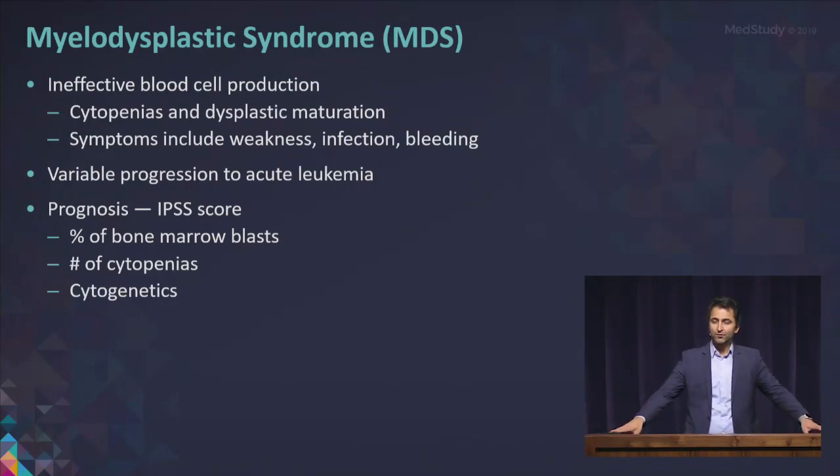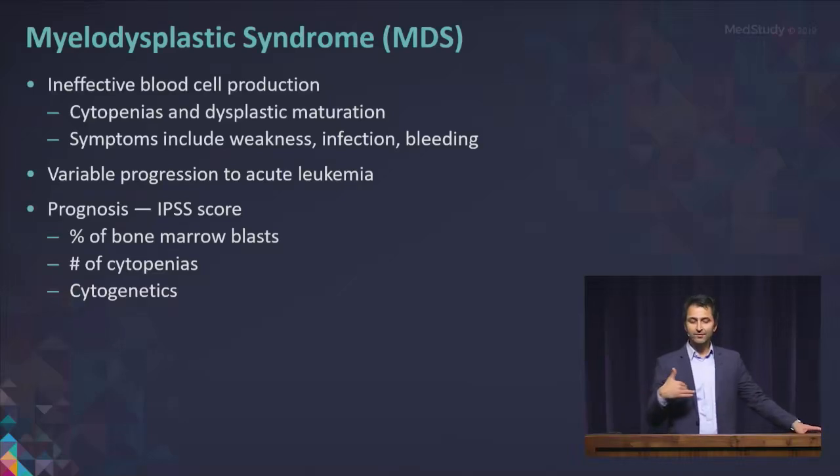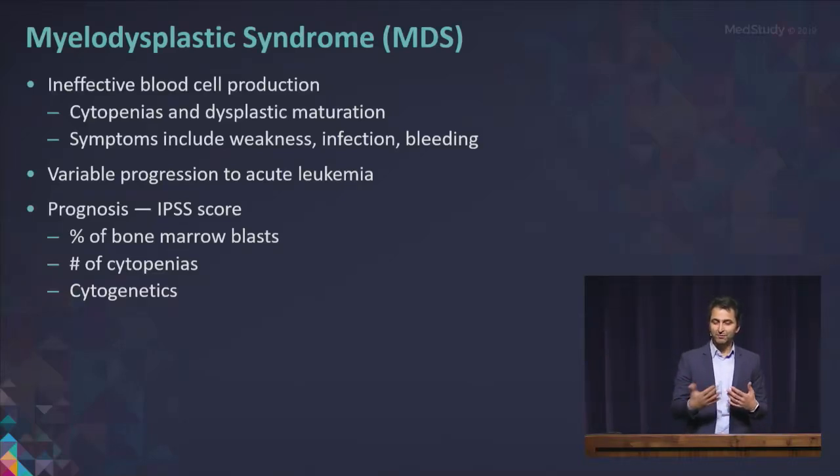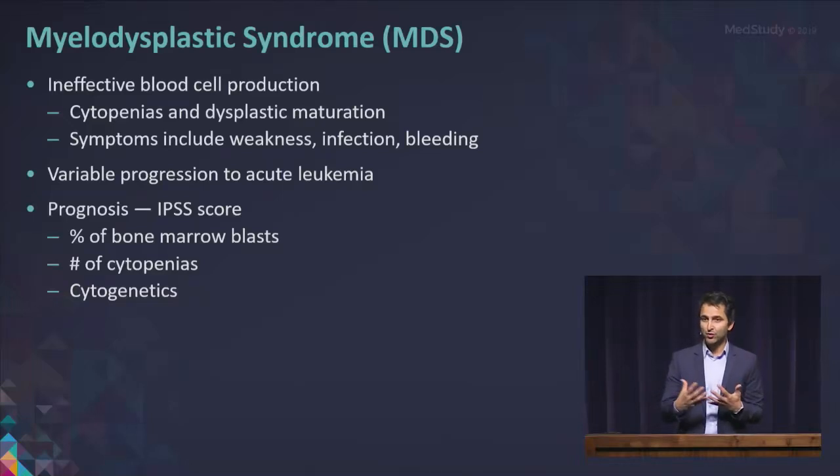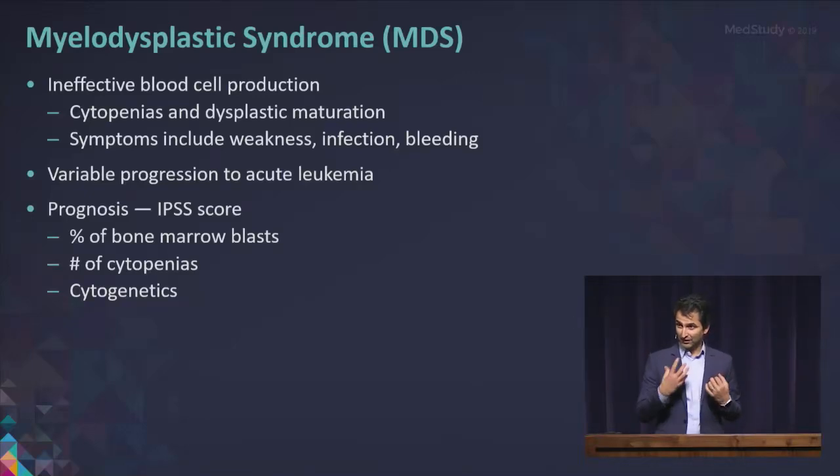Myelodysplastic syndrome. This used to be called pre-leukemia. This is a disorder of the bone marrow with ineffective blood cell production. These patients will often present with pancytopenia, and it's a problem where the cells are there, but they cannot mature properly. They're dysplastic. Their morphology is abnormal. These patients, as I said, may progress to acute leukemia. The bone marrow here is going to be hypercellular.